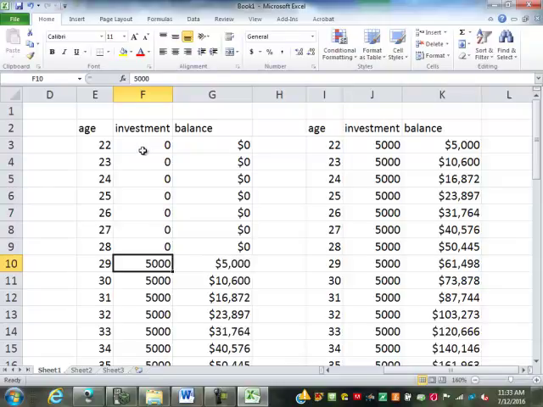So this person from 22 to 28 plays with their money. They buy boats. They buy a new car. They buy four-wheelers, nicer apartments. Maybe they buy a house. I don't know. Not that buying a house is a bad idea. It's not. But they don't start putting any money away for retirement until they're 29 years old. Anybody want to guess what their balance is?